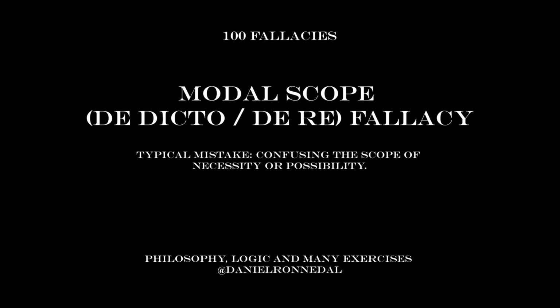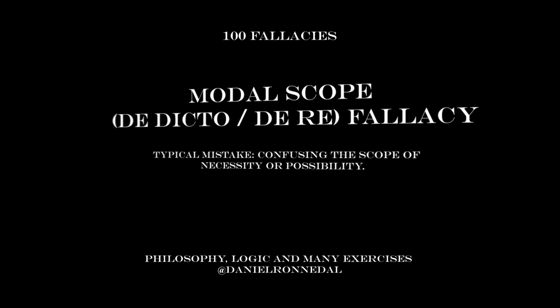Modal scope fallacy. The modal scope fallacy occurs when someone confuses what is necessarily true of a proposition or description with what is necessarily true of an object described or talked about, or vice versa. The fallacy results from shifting the scope of modal expressions such as necessarily or possibly. Example, it is possible for anyone to win, therefore it is possible for everyone to win. In a few modal systems, this argument is valid, but in most popular systems, it is not.